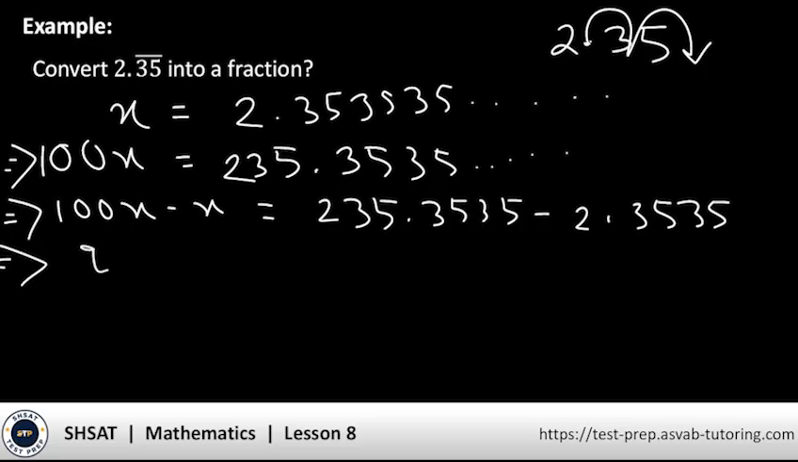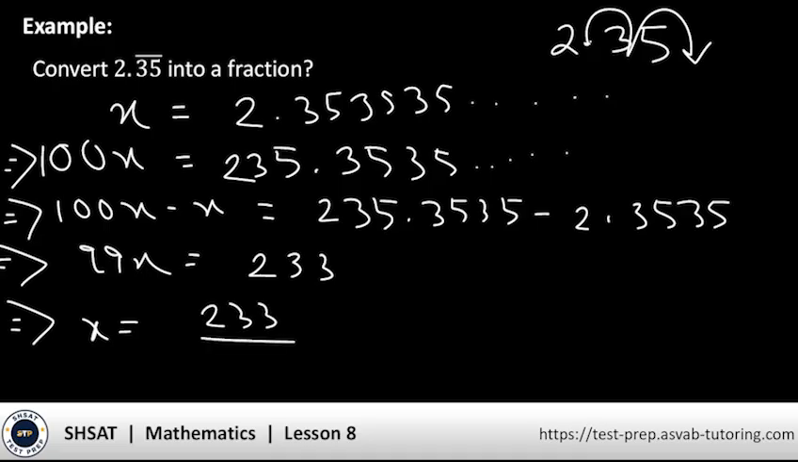100x minus x is 99x. 235 minus 2 is 233, but we just got rid of the decimals. So now it's going to be x equals 233 over 99. You can leave your answer like this, or you can write it in a mixed number format, 2 and 35 over 99.